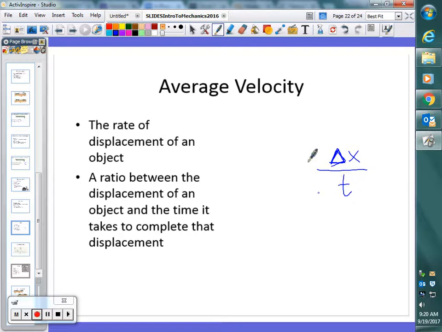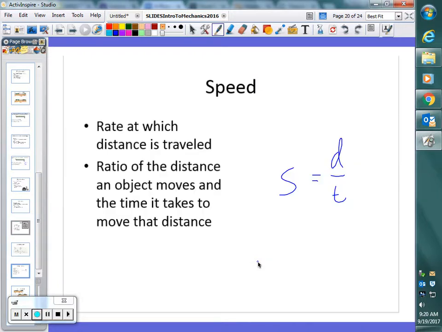Okay? And that's how we figure out the average velocity. So v is equal to delta x over t. Okay? Good there? All right. Flip it back to the previous page.